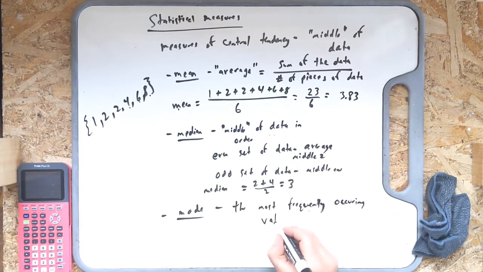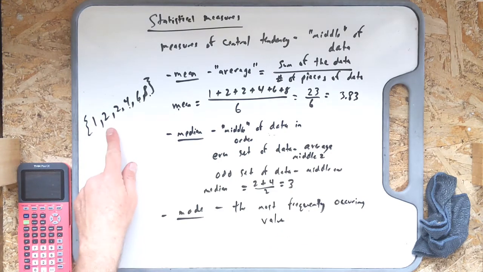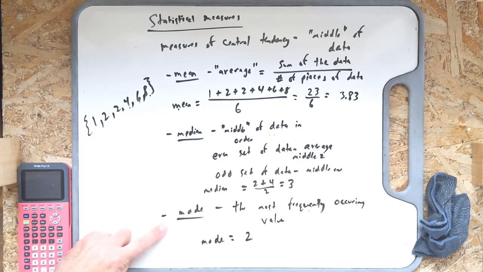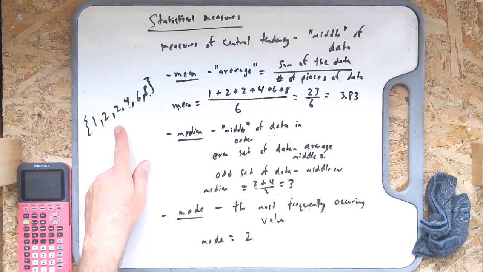The most frequently occurring value. Just the one that shows up the most. So in this case, there are two 2s, and there's nothing else that's repeated, so it's 2. There doesn't have to be one mode. There could be 2, 3, or 10 even, if they all have the same number of occurrences. In this case, there's just 2.